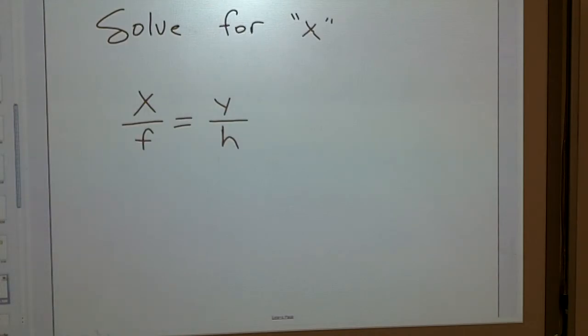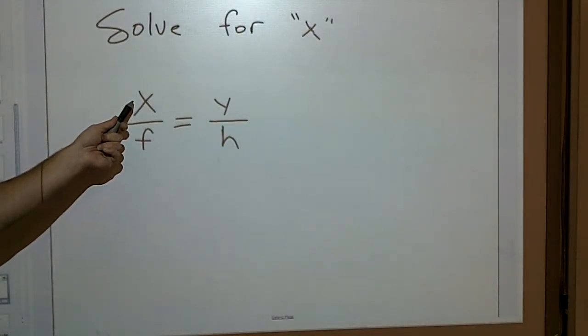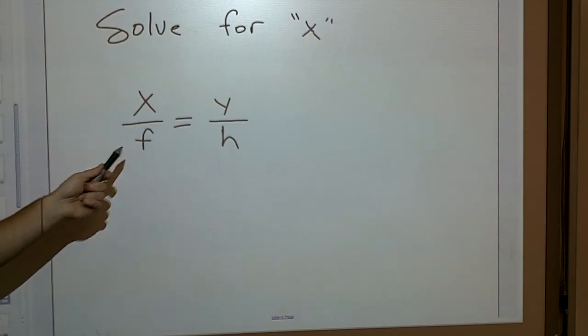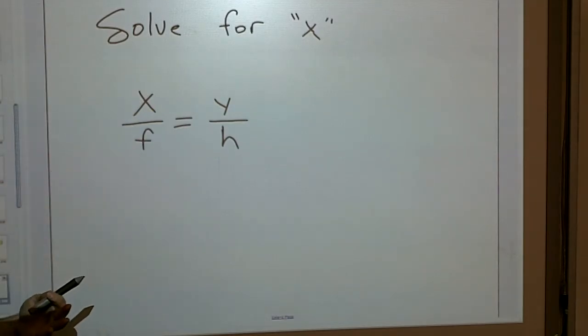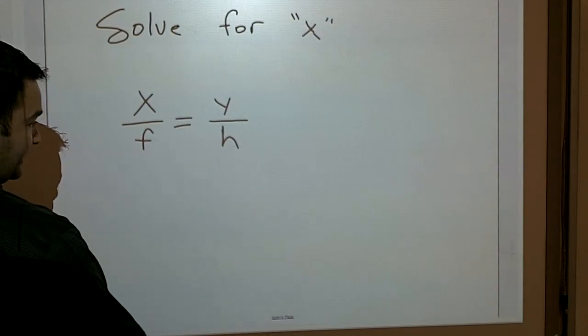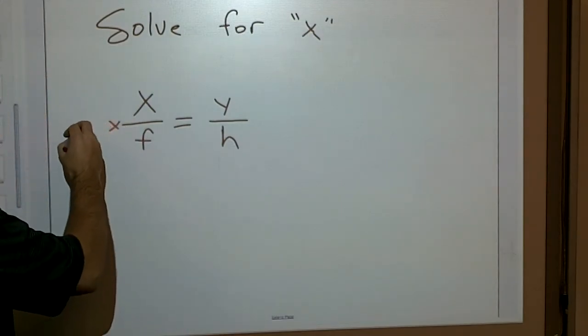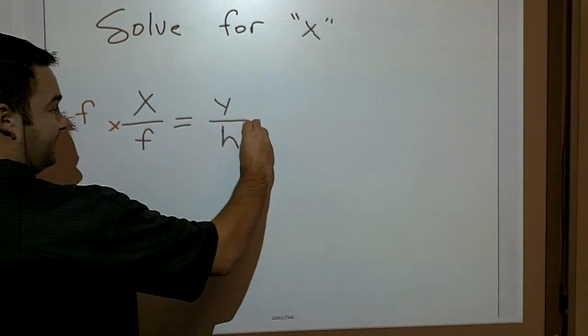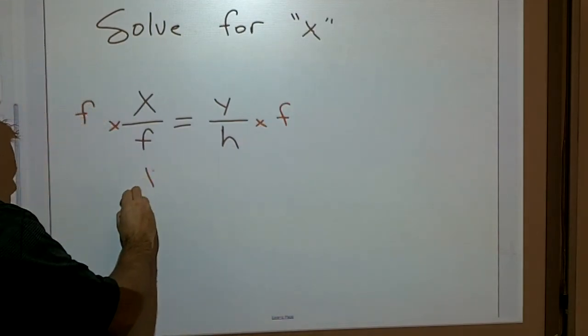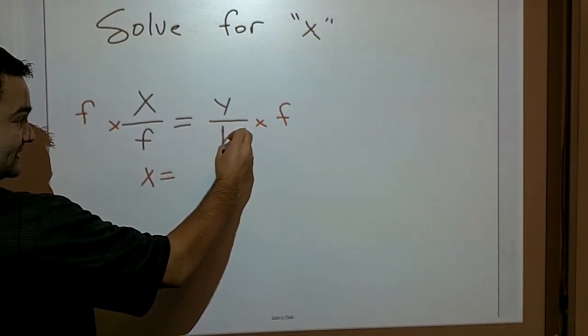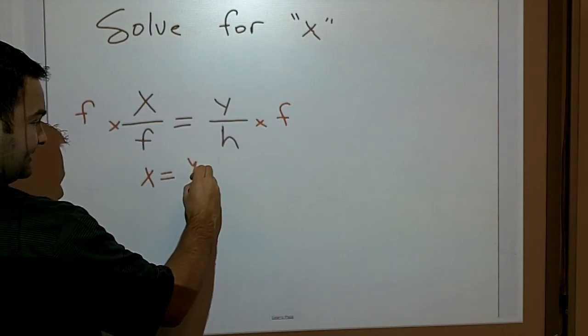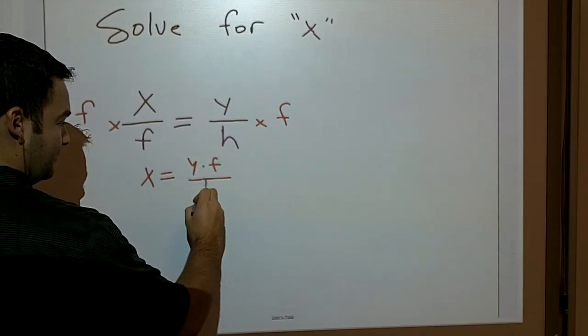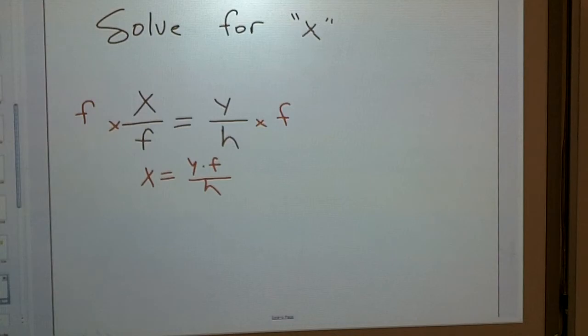Solve for x. We've got x over f equals y over h. Now if we wanted to isolate x and we were starting with x divided by f, what's the opposite of dividing by f? Would be multiplying by f. So in this case all we're going to do is multiply by f times f. X then will be equal to y times f over h. Okay, that was a little bit quicker.